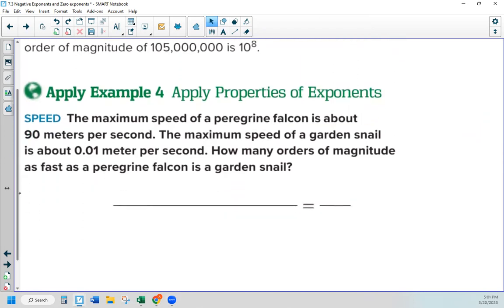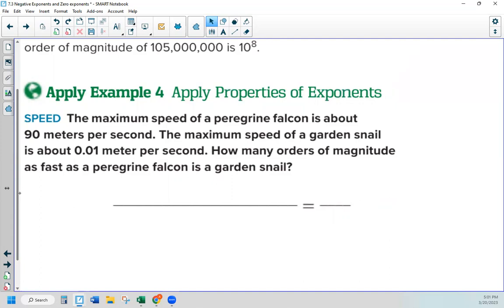The maximum speed of a peregrine, all right, let's call it a falcon, is about 90 meters per second. The maximum speed of a snail is about 0.01 meters per second. How many orders of magnitude as fast as a peregrine falcon is a garden snail?